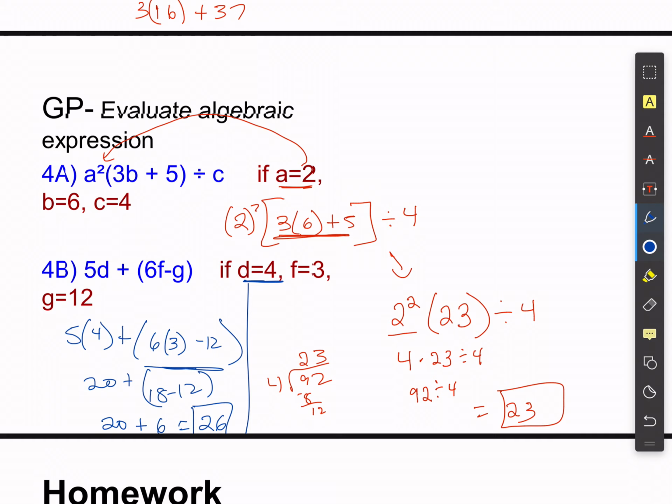Okay, so this is a little quick lesson on order of operations. Remember PEMDAS. If you can remember this little saying, it'll help you with your order of operations. You always start with parentheses, then exponents, multiply, divide, add, subtract.